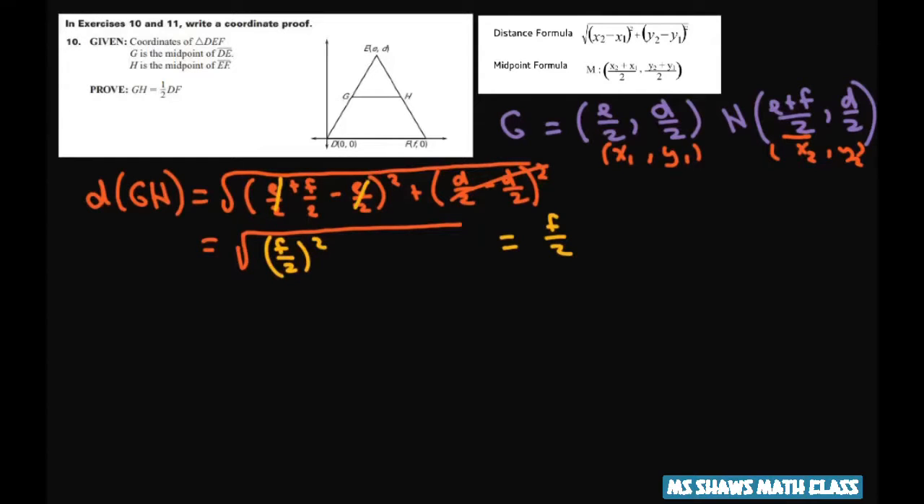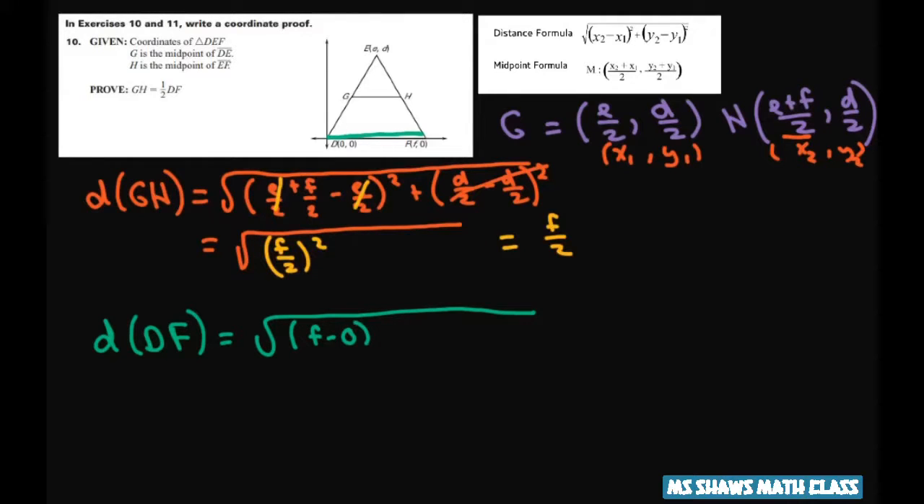Now let's do this distance here, and that distance is just going to be the distance of DF. Now that's going to be, just look at your points here, F minus 0 squared plus 0 minus 0 squared. Now that gives you the square root of F squared, which just equals F.